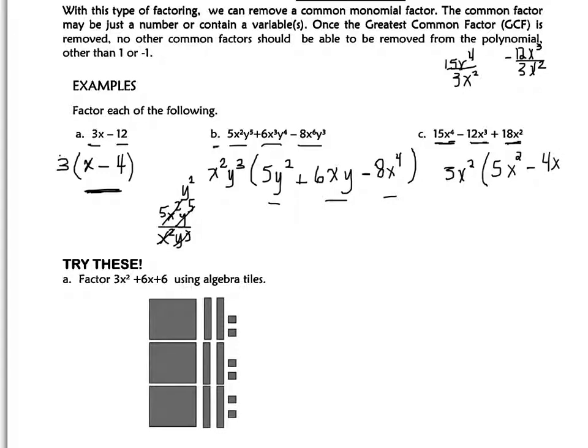And the last one, 18x squared over the 3x squared. The x squareds are going to cancel, and 3 goes into 18 6 times. So that would be your factoring of that. And again, the terms left inside have nothing in common, so that means you've taken out the greatest common factor.